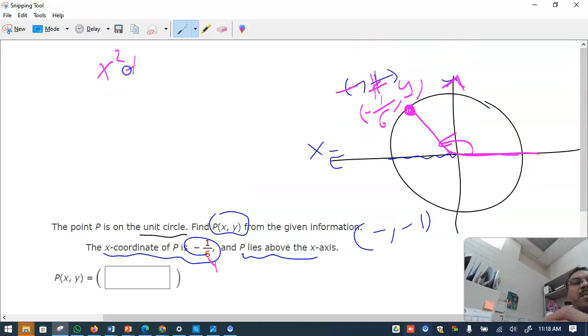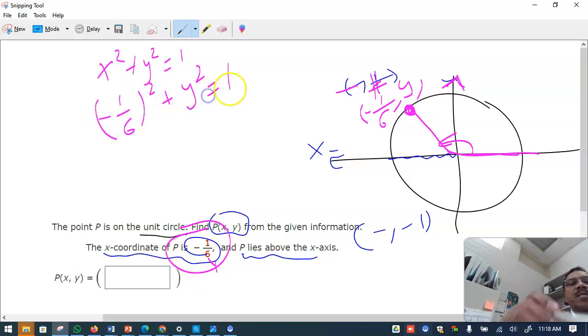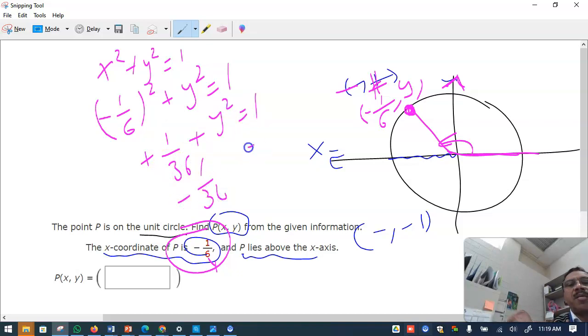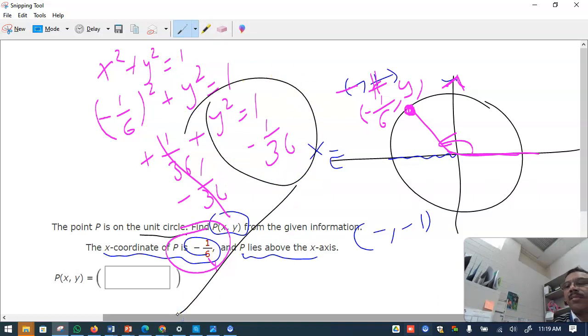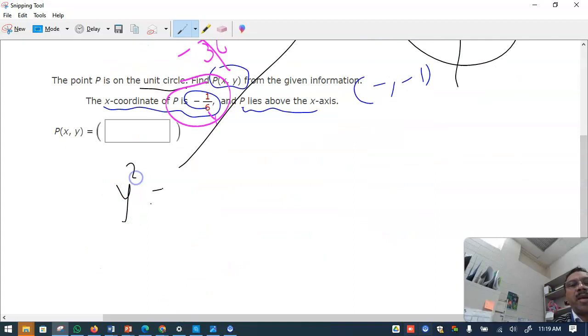So x squared plus y squared is 1. So x is minus 1 over 6, squared. Just as usual, minus times minus is plus, and 1 times 1 is 1, 6 times 6 is 36. And then you subtract 1 over 36 from both sides. So this crosses out and you get y squared equals 1 minus 1 over 36.